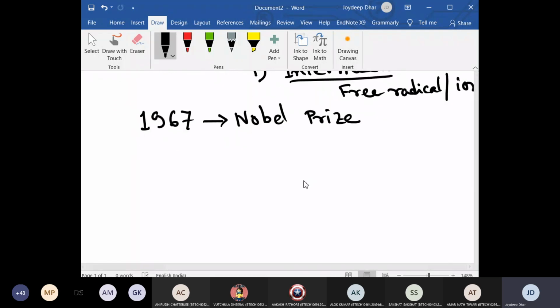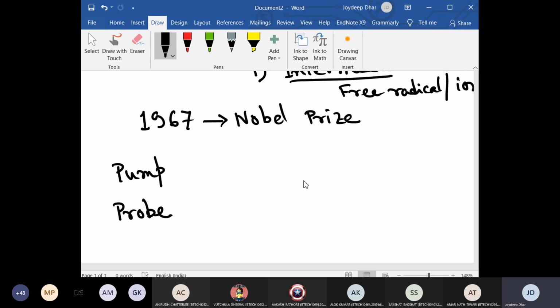We will have two sources of light, or I can say electromagnetic radiation. One will be the pump, another will be the probe. These are known as pump-probe techniques.